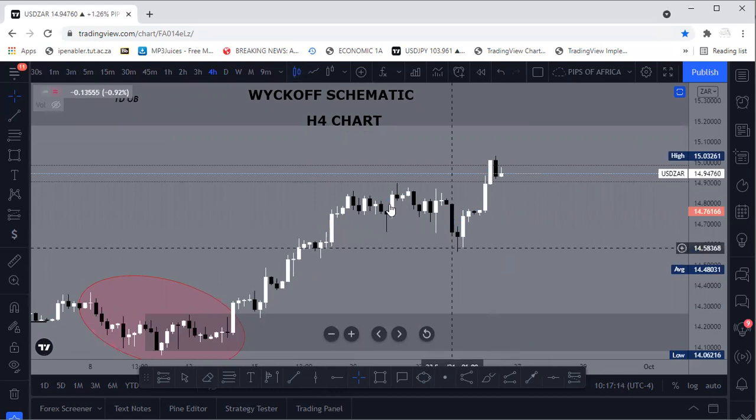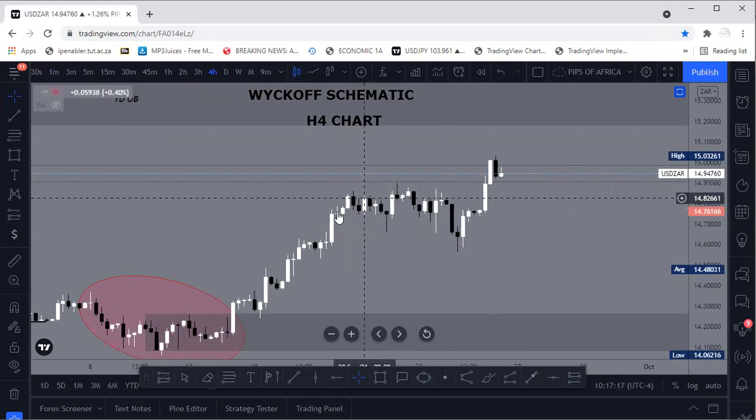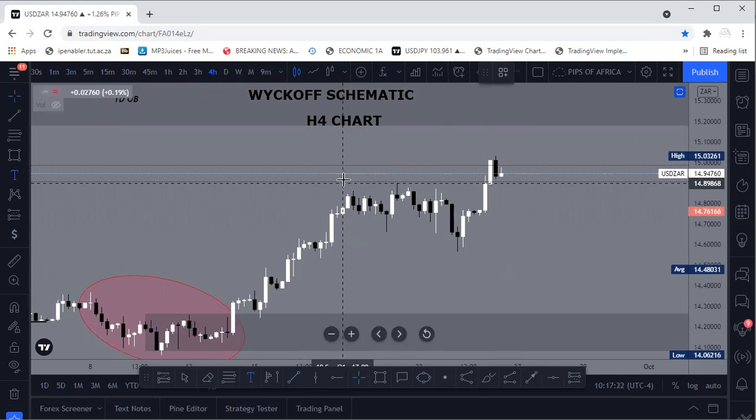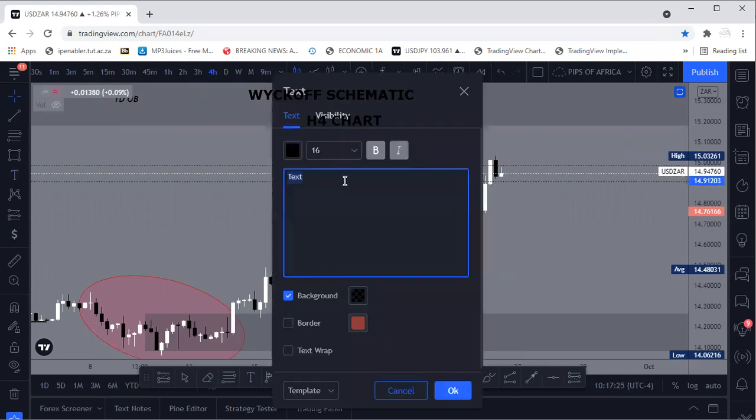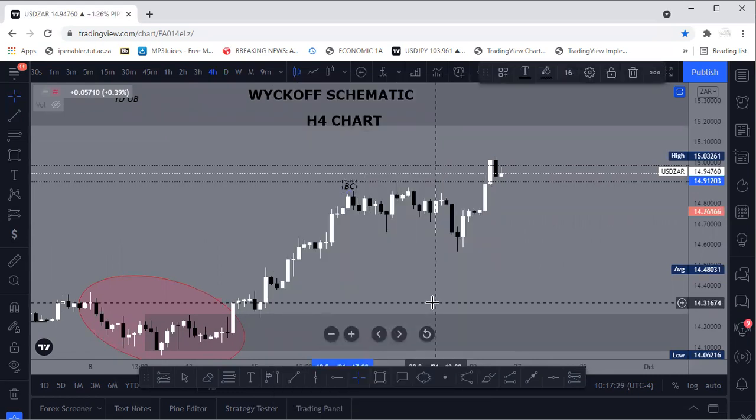You see here, there was this strong push. This was our buying climax. So I'm going to put it here, the buying climax. I'm going to call it a BC, which stands for buying climax.